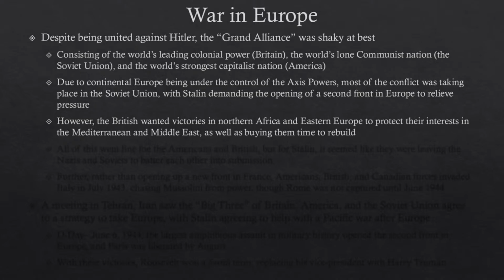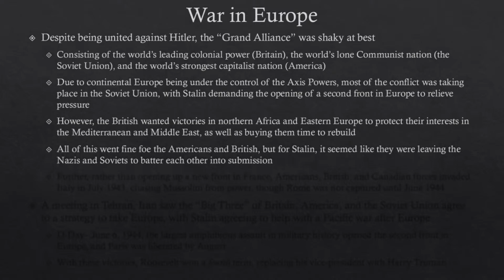The British wanted victories in Africa and Eastern Europe because they were more concerned about their holdings there, which left Stalin feeling like Britain and America don't really care about the Soviet Union, so let the Soviet Union and Nazi Germany beat each other to death while they rearm and repair and take their time, which wasn't entirely untrue. I mean, the Soviet Union was seen as the scary enemy before the war happened, and as soon as the war's over, well, we know how the Cold War looked. So, yeah, we weren't super concerned about the Soviet lives being lost.